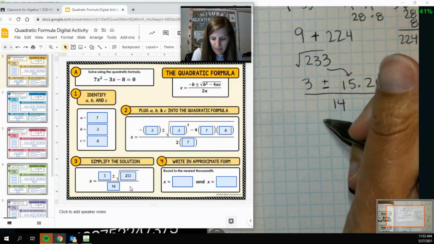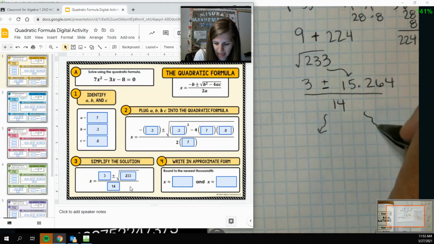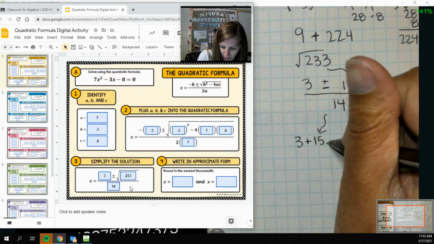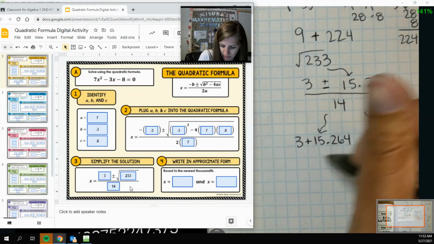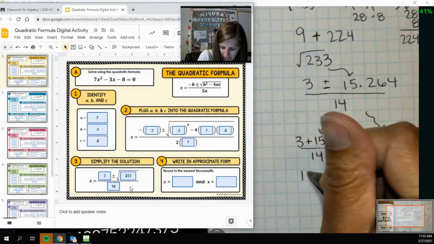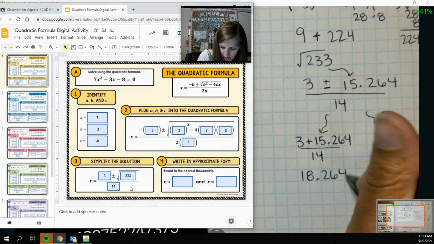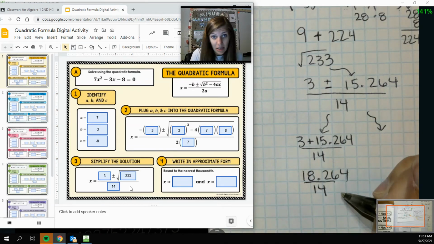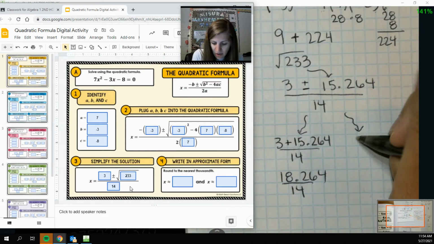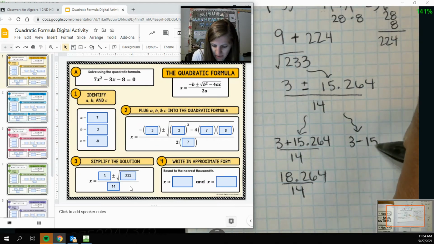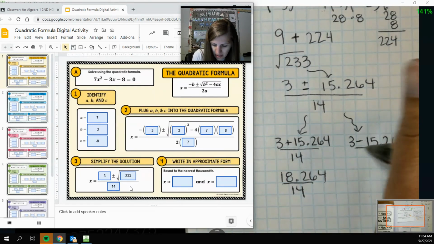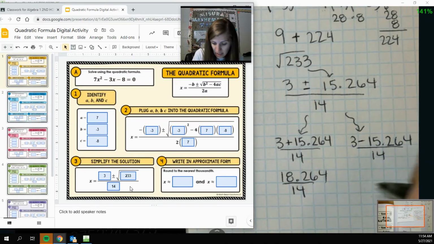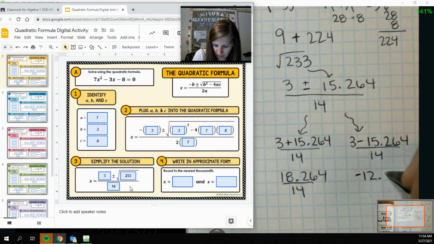So if we finish this problem out now to have 2 approximate answers, we have 3 plus the 15.264 divided by 14, which is just 18.264, because we can just add the 3 and 15 divided by 14. I'm going to grab my calculator for that in a second. And then over here we have to do the 3 minus 15.264 divided by 14. And 3 minus that is really just 12, but it's negative because the 15 is larger. So negative 12.264.